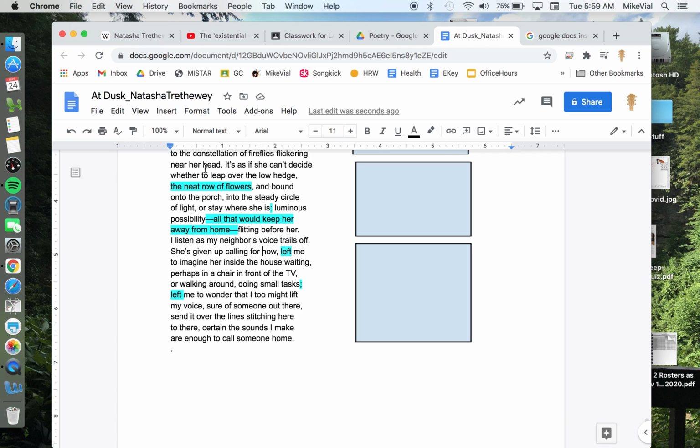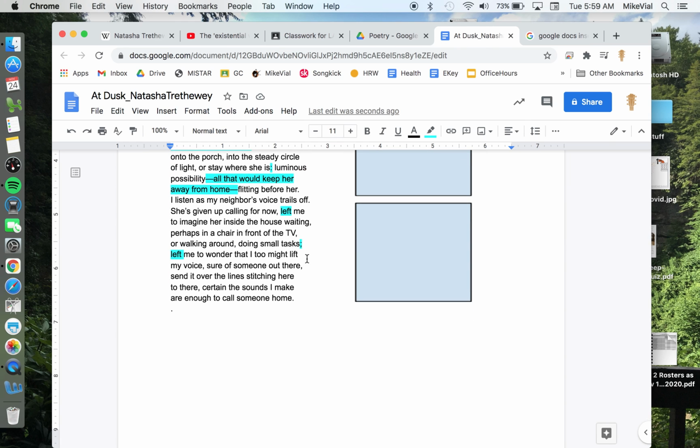It's as if she can't decide whether to leap over the low hedge, the neat rows of flowers, and bound onto the porch, into the steady circle of light, or stay where she is. Luminous possibility. All that would keep her away from home. So hear how that M dash is giving us more information about what the luminous possibilities are? Whatever the possibilities for the cat is, that's why the cat doesn't want to come home. Maybe the cat is searching for more fireflies. Maybe the cat is hunting. Maybe the cat is just wandering around.